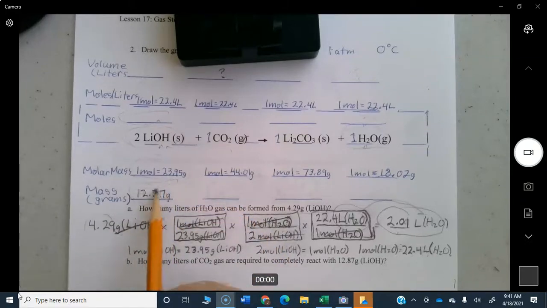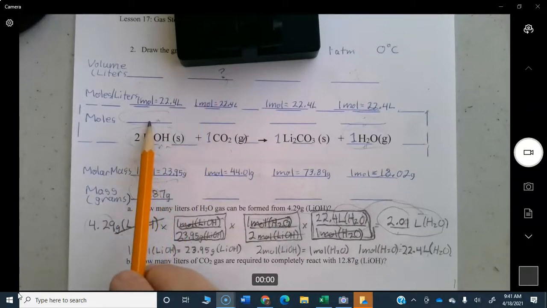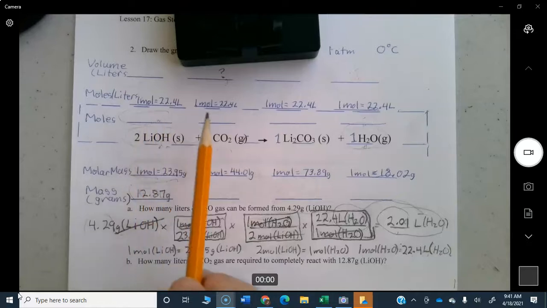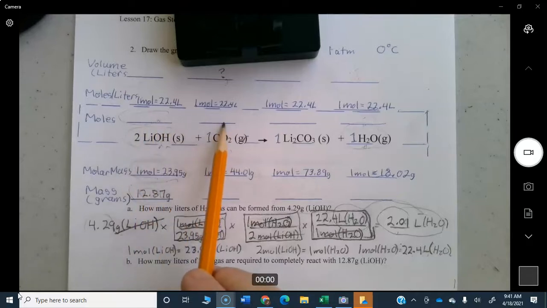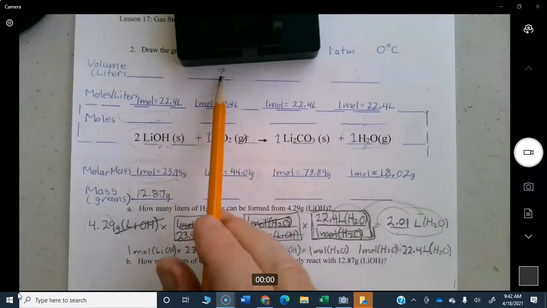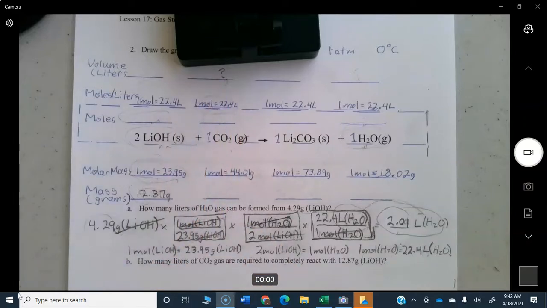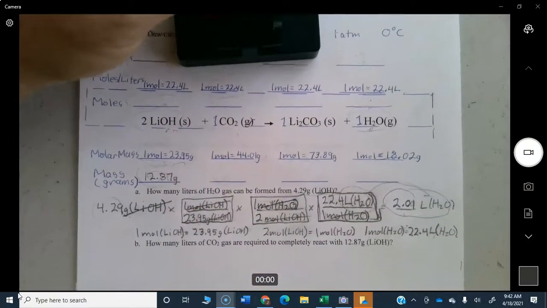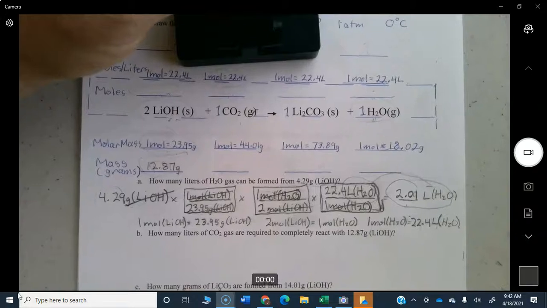Okay, so we need to get from this number up to this question mark. You need to come up through the molar mass of LiOH into numbers of moles, from moles of LiOH over to moles of CO2, and then from moles of CO2 through this conversion to get to the question mark. Okay, again, see if you can do this by yourself. That's the end goal here. Be sure you can do that.